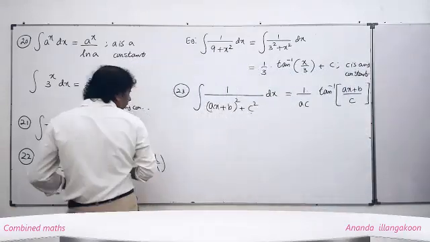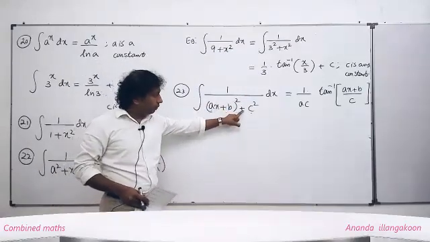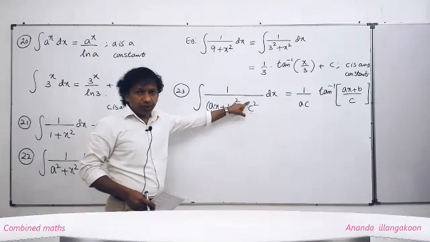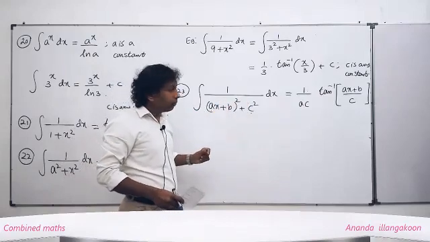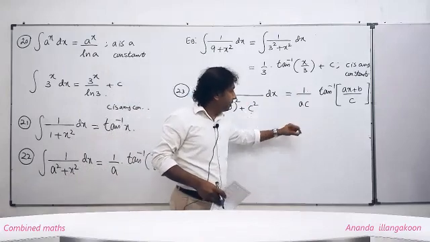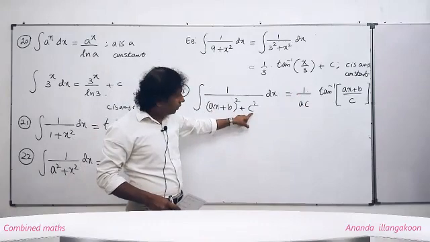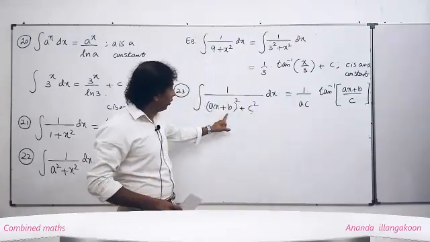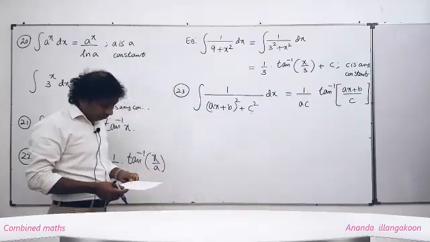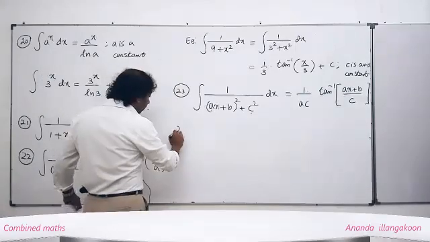See the way of remembering this. Linear function in x, perfect squared, plus constant perfect squared. Then its integral, the answer after integrating this, is 1 upon ac, where a means the x coefficient and c the constant here, tan inverse of ax plus b divided by c. Right?